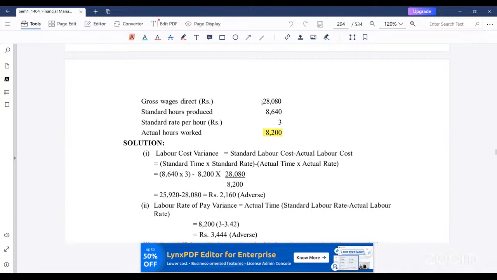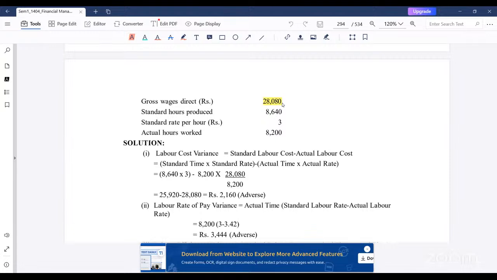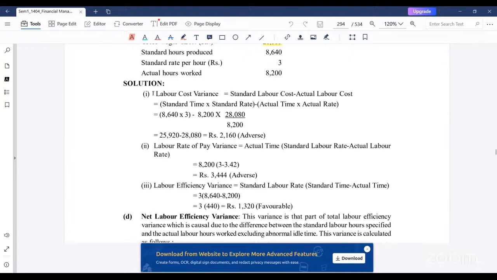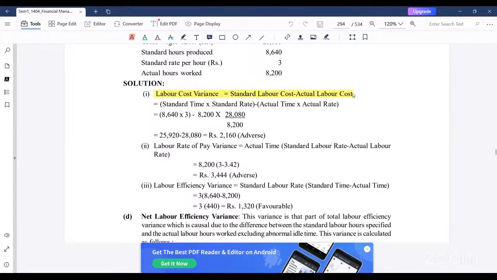So how many total wages have they been paid? That is 28,080. So we can find out the actual rate by dividing the total amount by the number of hours spent. Just look at your labor cost variance. Labor cost variance is equal to standard labor cost minus actual labor cost. So what is standard labor cost? Standard time into standard rate minus actual time into actual rate.